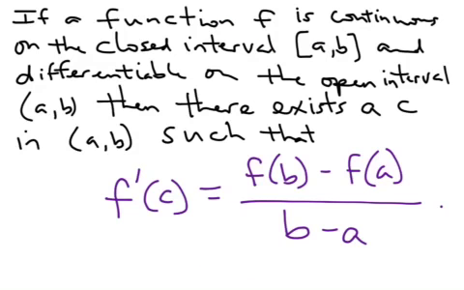First of all, here is the mean value theorem. If a function f is continuous on the closed interval [a,b] and differentiable on the open interval (a,b), then there exists a number c in the open interval (a,b) such that f prime of c equals the quantity f of b minus f of a over the quantity b minus a.